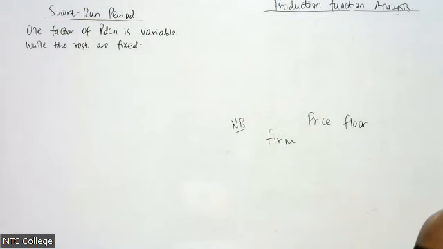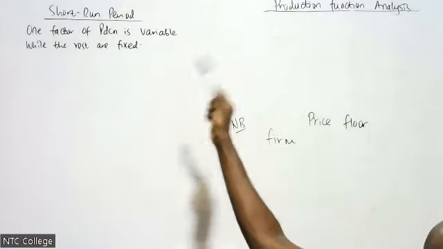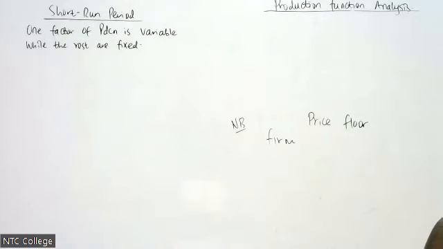So let me just start the statement from the top and then you can pick it up from somewhere. This refers to the time period over which at least one factor of production is fixed while the other factors are variable. One factor is fixed while the other factors of production are basically variable, okay?